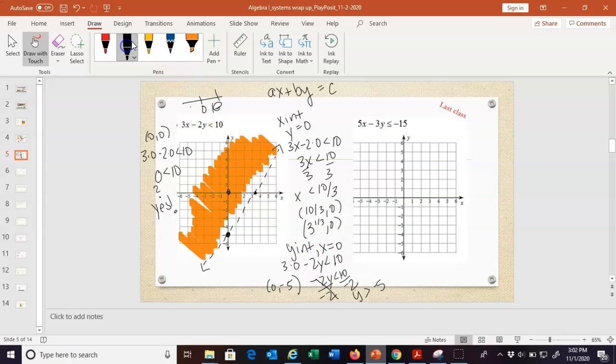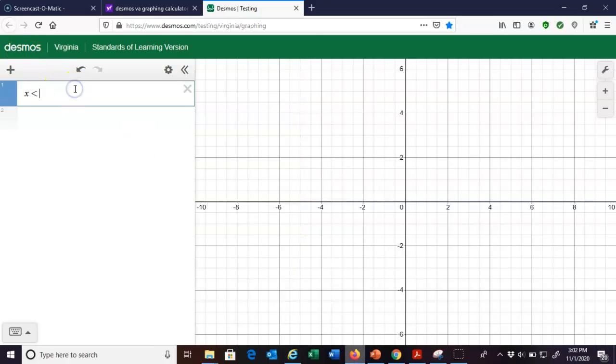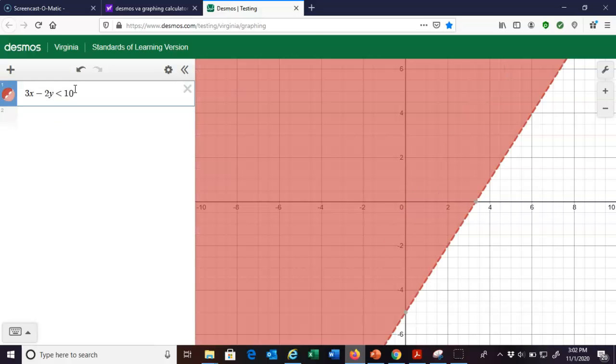Goodness. So now let's double check in our calculator. 3x minus 2y is less than 10. Here we go. It's a dotted line. It's going through 3 1/3 and 0, -5, and it is shaded to the left. Perfect.